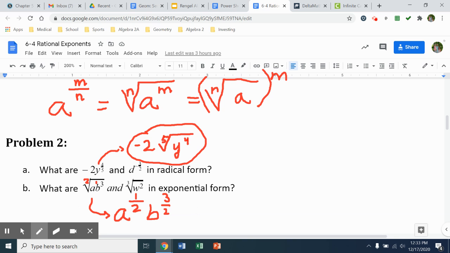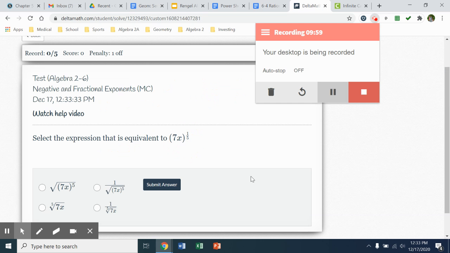Any questions, throw them up in the comments on that second problem, converting our radicals. All right, so everybody's doing okay. Let's head into Delta Math and take a peek.